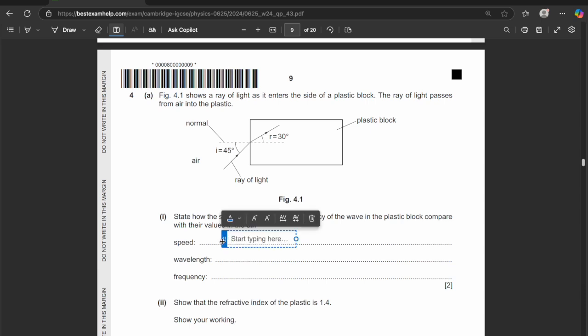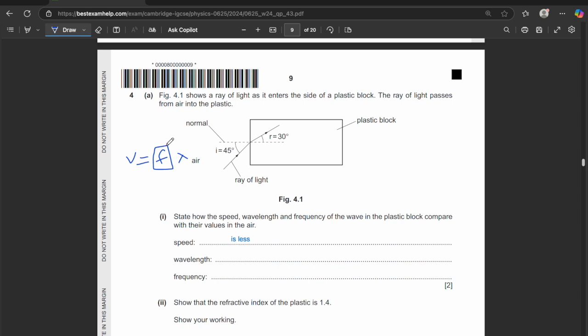So the light ray in a medium that is denser, the speed decreases. So we can write speed is less, right? Yeah, speed is less. And wavelength, so we have this wave equation, right? V is equal to f lambda. And frequency is constant.